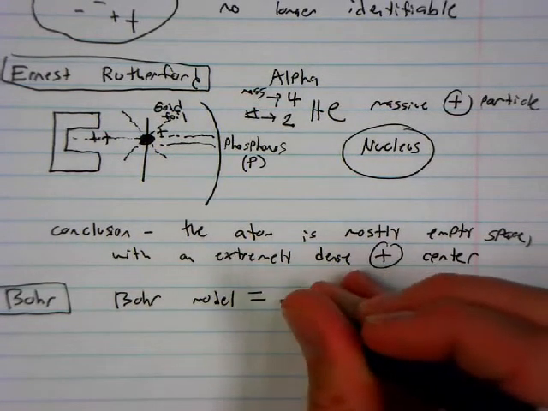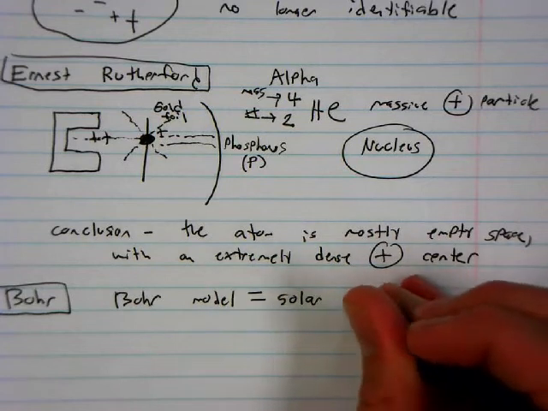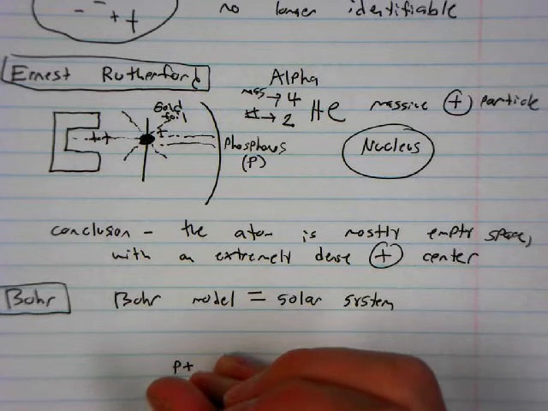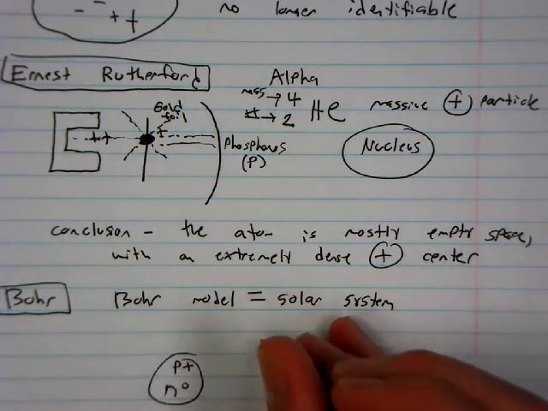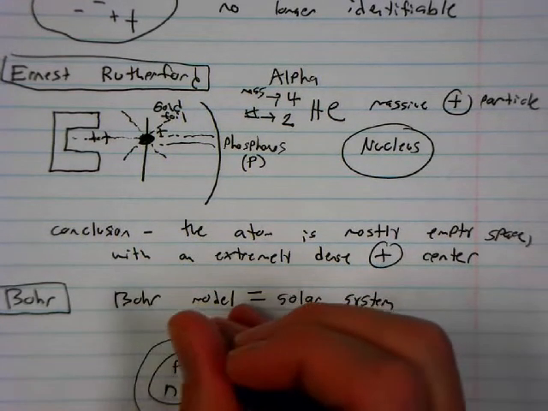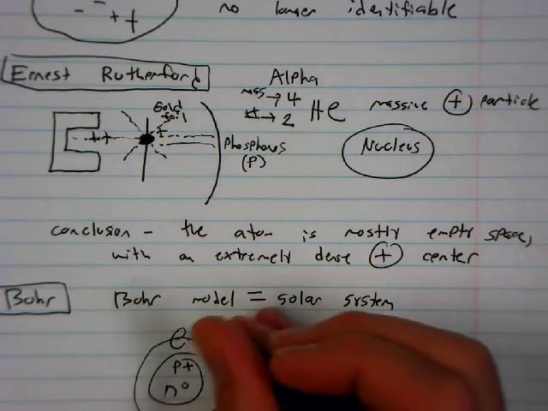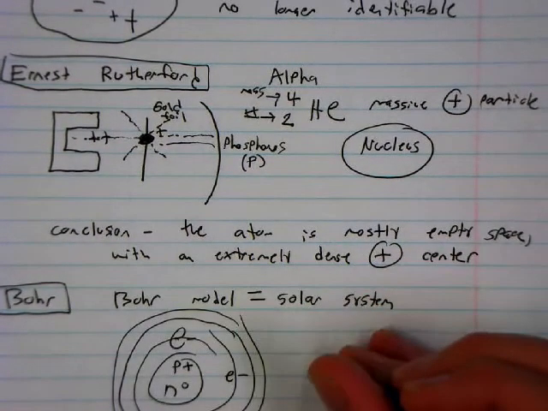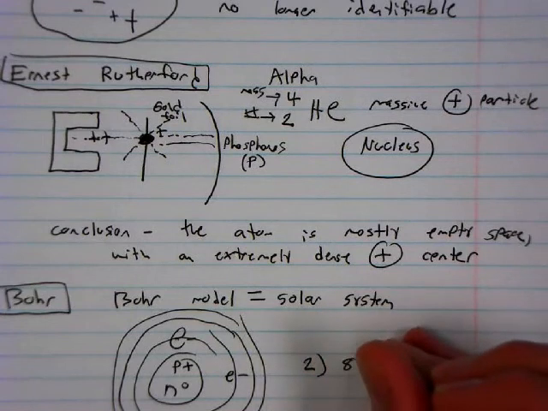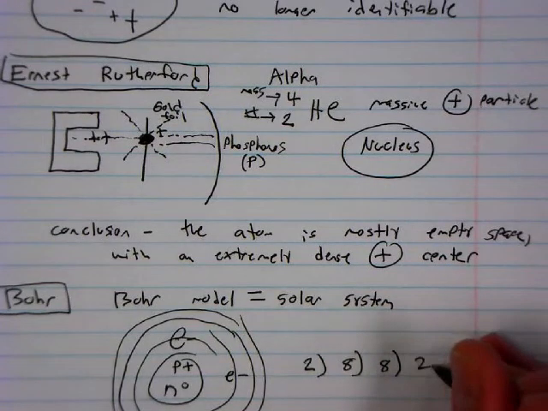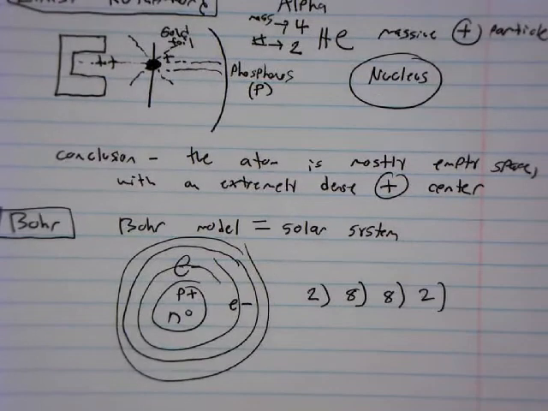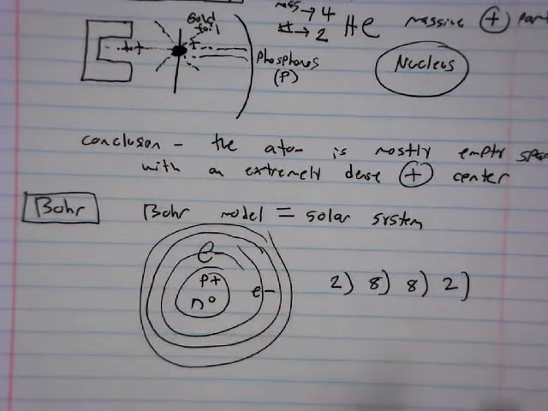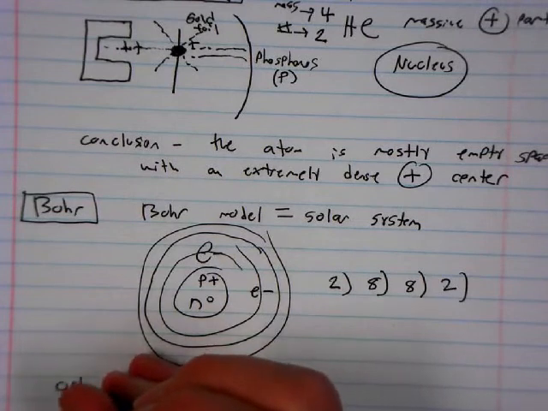The Bohr model. So Niels Bohr came up with the Bohr model, which is most similar to the solar system. So it's rings of electrons. You've got your nucleus, your positive protons, your neutrons in the middle, and then you have your rings of electrons. Here's an electron, e negative. In this model, the first ring could hold 2, the second ring could hold 8 electrons, third 8, fourth 2. That's what you learned freshman year, 2882.